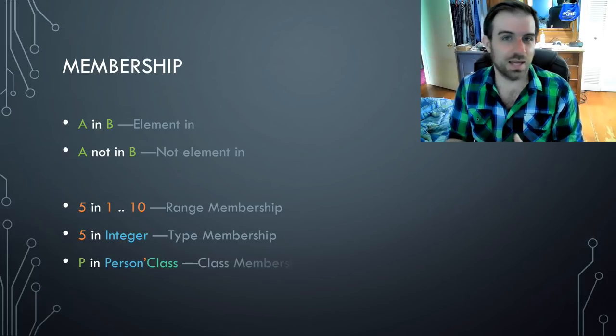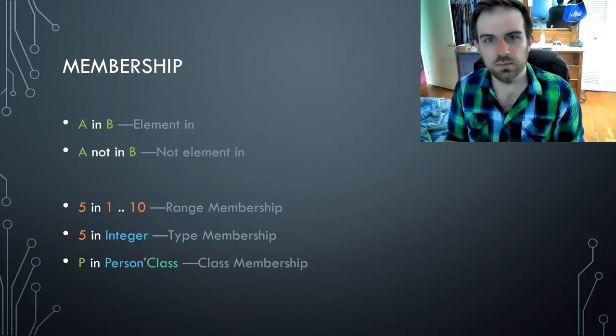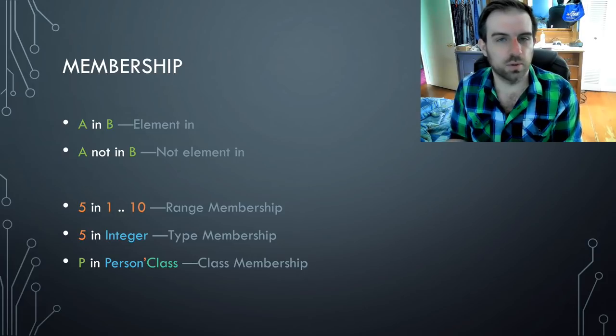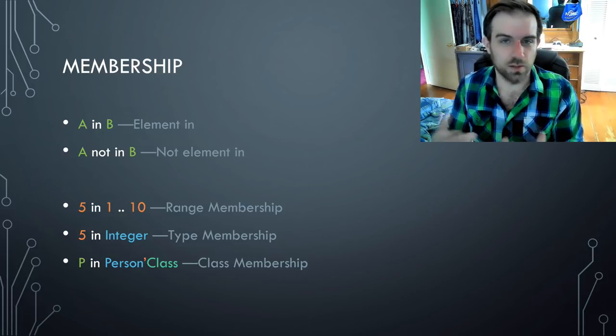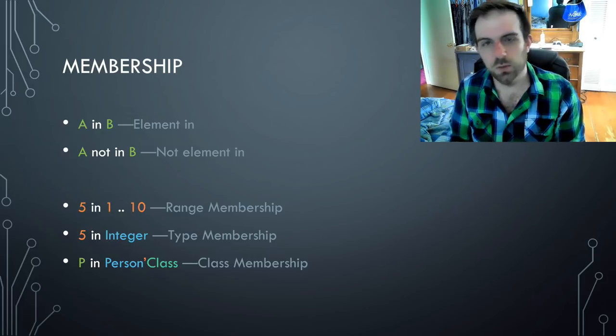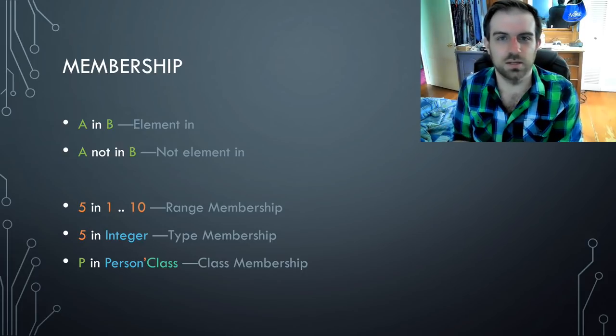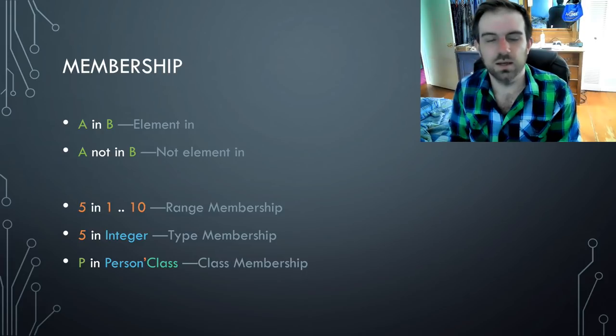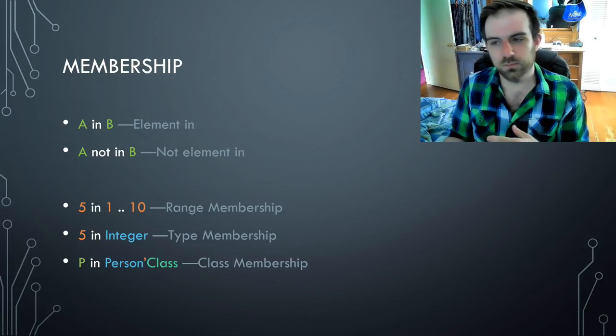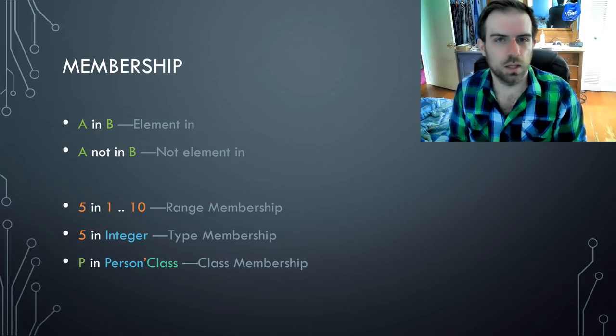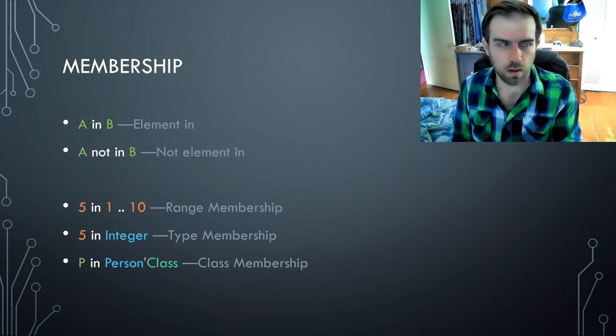But then we can also do class membership tests. Now, if you know what object-oriented programming is, then you understand what this is. If you don't, I'll cover it in object-oriented programming more specifically, but, well, actually, I'll have an example when we cover tagged types, which is part of how Ada implements object-oriented programming.